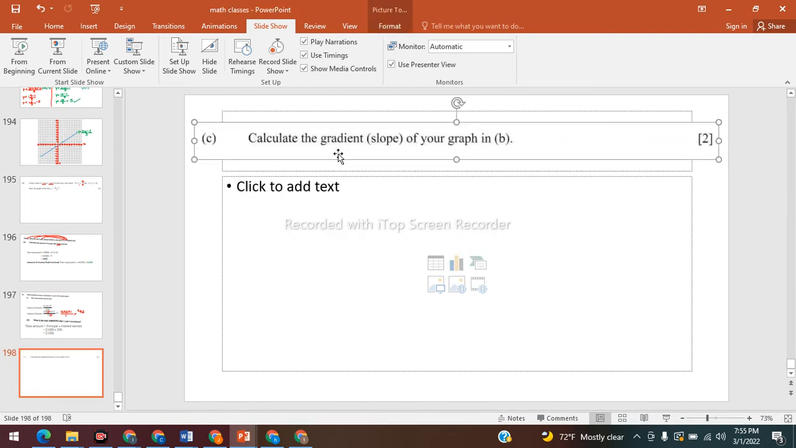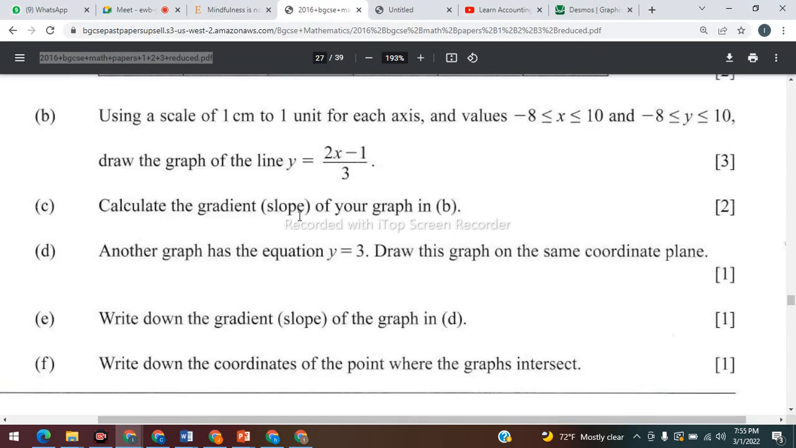Okay, so with this one, if we go back to the graph question, they say here, calculate the gradient or the slope of your graph in B. Remember we said the gradient or the slope is going to be, anyone can remember what that was? The formula? You mean y equals mx plus b?